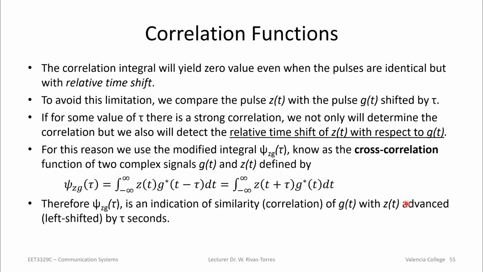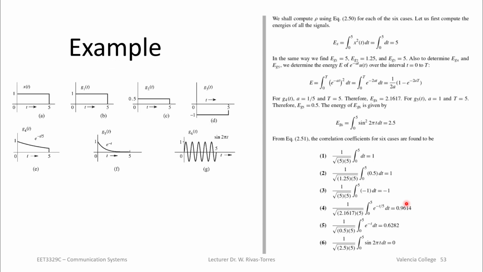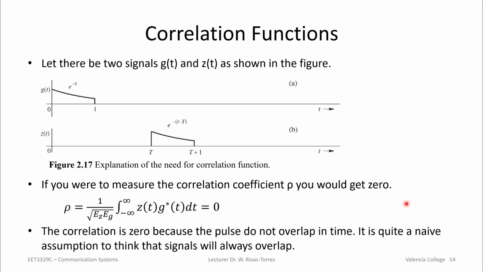Let's talk about correlation functions. This is used a lot in communication systems, this whole concept of correlation. Oops, sorry, I skipped a slide. Didn't mean to. So let's say we have two signals, g of t and z of t, as shown in this figure.